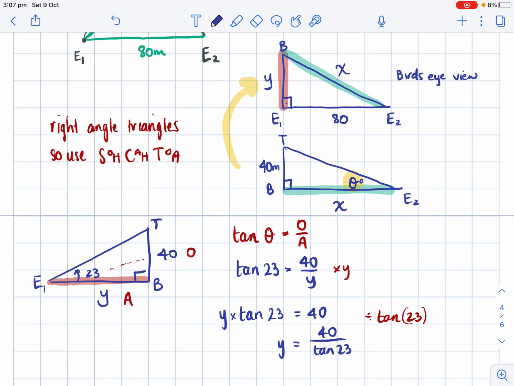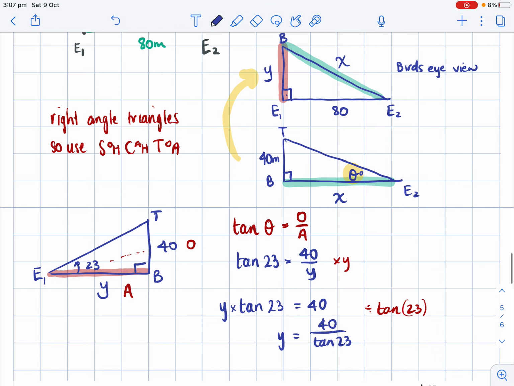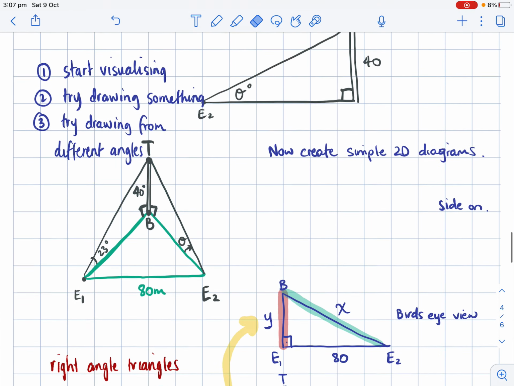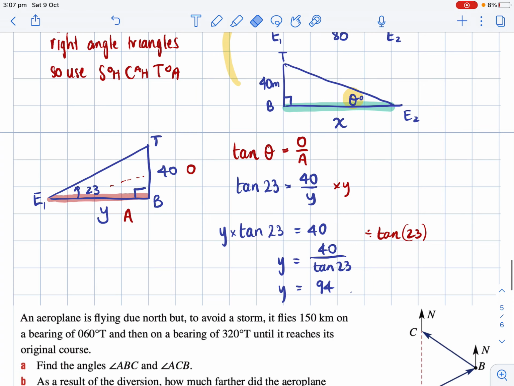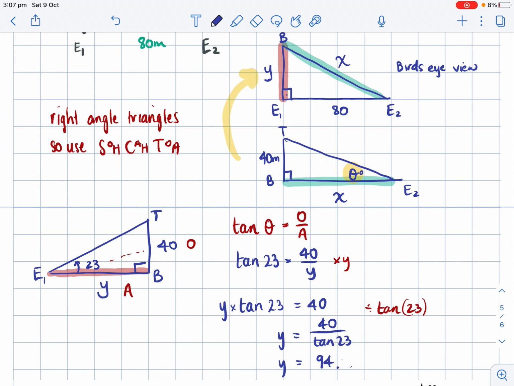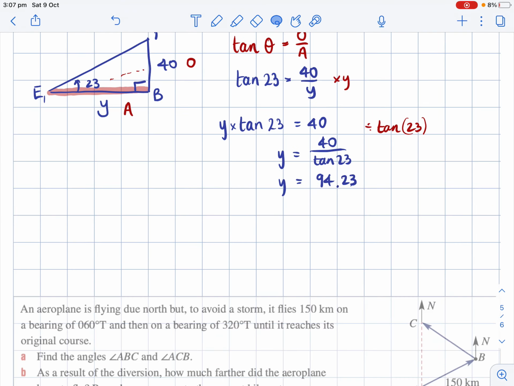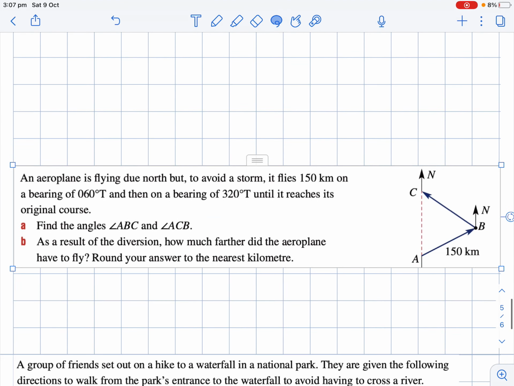Going straight over to my calculator now. 40 divided by tan 23, and you get 94 meters. Now I actually put the decimal places in there because we needed to go to the 2 decimal places. So if I've got no decimal places now, I'm going to make a rounding error at a later date. Alright, 90.23. Let's move this picture right out of the way.